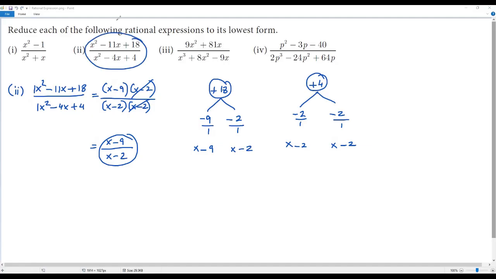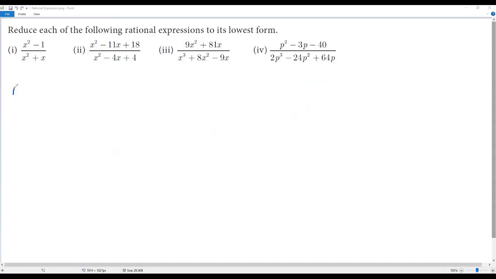Now let me erase the stuff and do the third one. Okay, here in the third one, we have the expression 9x square plus 81x divided by x to the third power plus 8x square minus 9x. Okay, here we find 9x as the greatest common divisor for the terms in the expression in numerator. So we can factor 9x out.